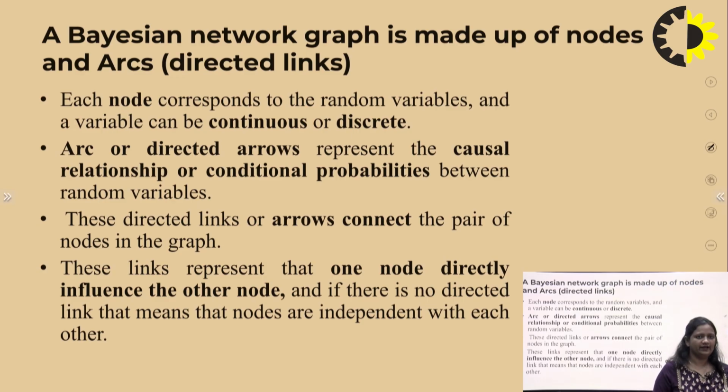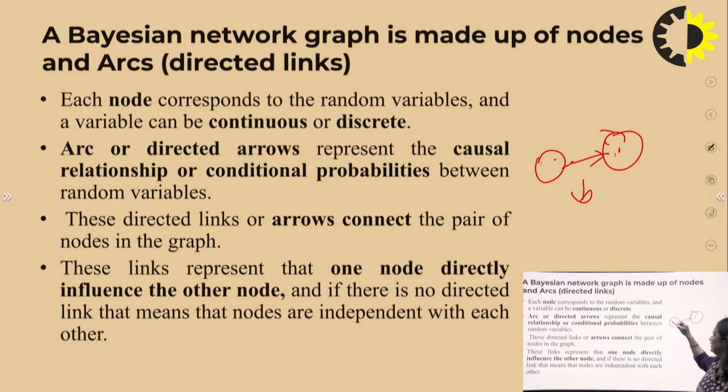Arcs, or directed arrows, represent the causal relationship and are dependencies between the random variables. If these are the two variables and the arc, or directed arrow, this directed arrow represents the relationship, meaning this variable depends on the other through conditional probabilities. If there are no edges between these two variables, there is no dependency between them.